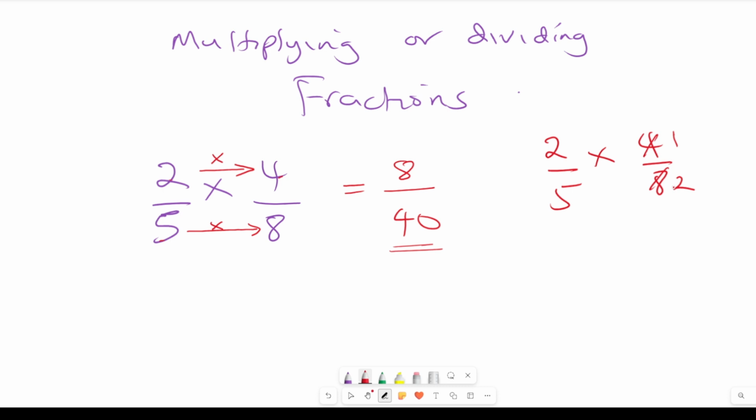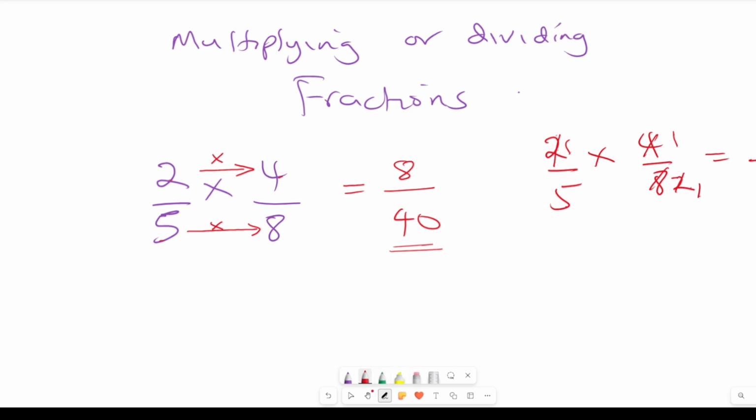Now, we can also simplify diagonally. In fractions, we can simplify diagonally. So 2 and 2 are here. The HCF of 2 and 2 is 2. The HCF of any same number is that same number. So 2 goes here 1, 2 goes here 1. Now I have 1 and 1 multiplying across, which is 1, and 5 and 1 multiplying across, which is 5. So my answer is 1 over 5.